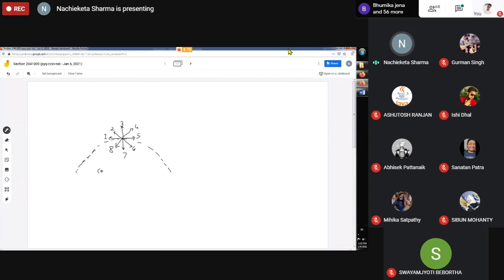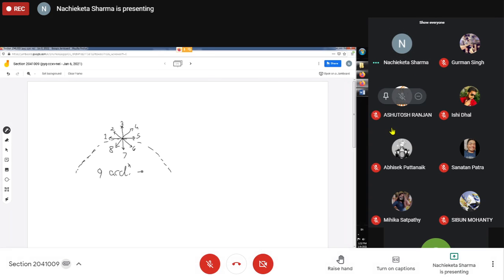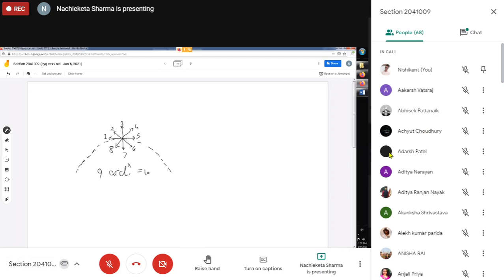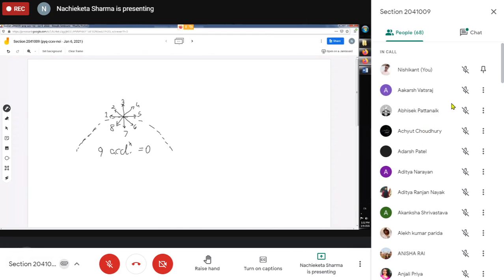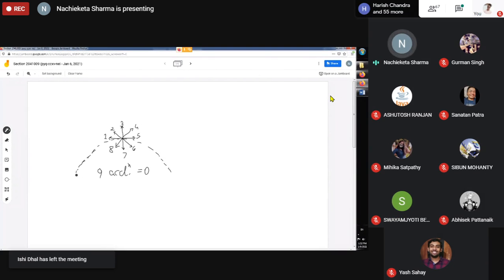The 9th option, in short, I am writing acceleration is equal to 0. Now did you understand the question? Something is moving, some sort of sled or sledge, and it has reached its position at the topmost point. Now you have to show the acceleration of that sled by choosing any one of the options, and you have got 9 options. Now tell me which option is correct.